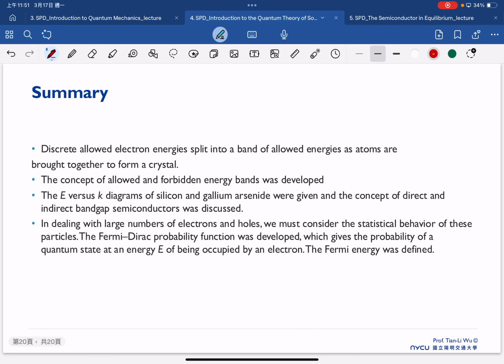So finally, this is what we discussed in this chapter. The discrete allowed electron energy states in the end can split into a band. That's what we call a band diagram. Once we have a bunch of atoms in a crystal very close to each other, there is a concept of allowed and forbidden energy bands. And we also introduce some additional concepts in the E-k diagram, and the purpose is to understand the difference between the indirect and the direct band gap semiconductor.